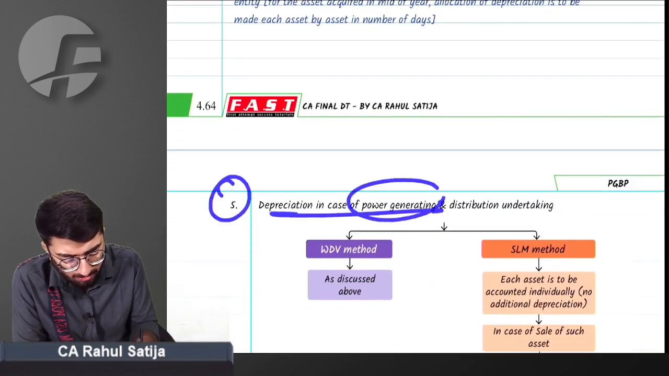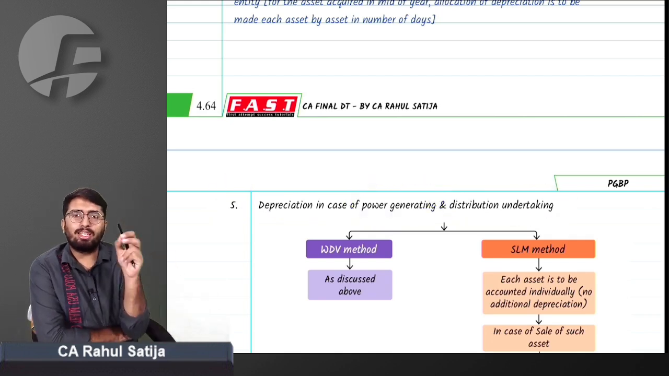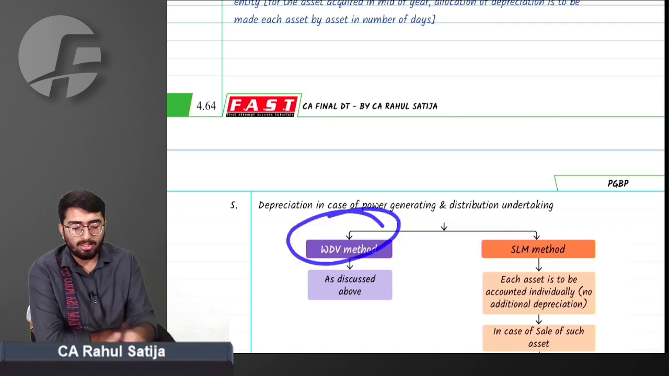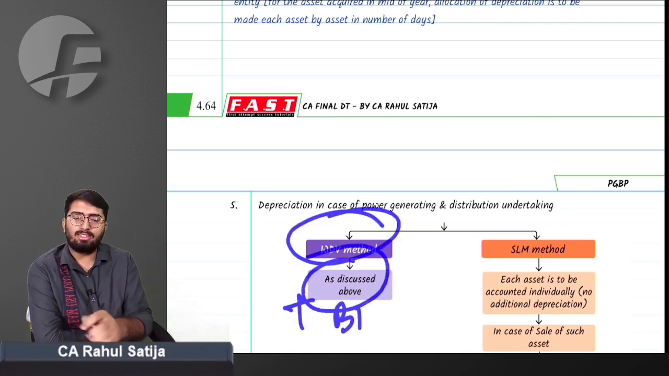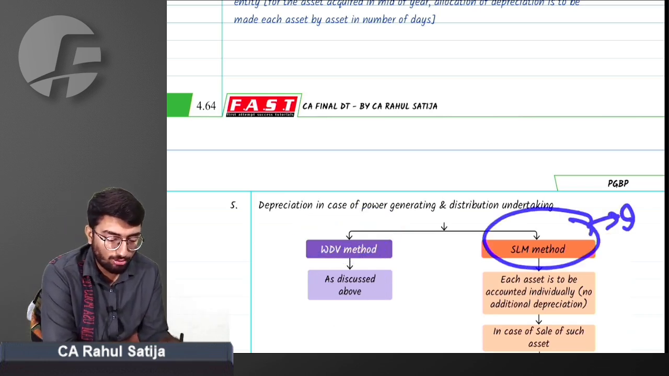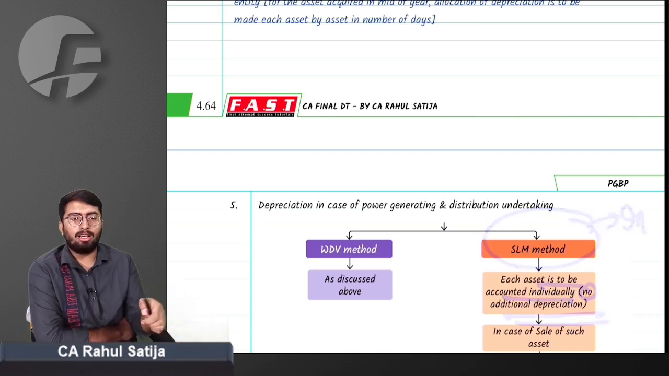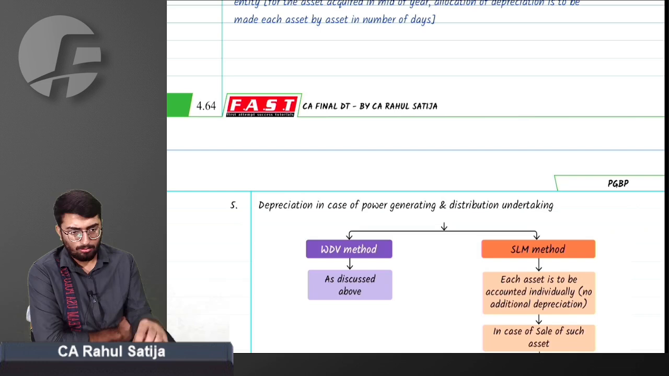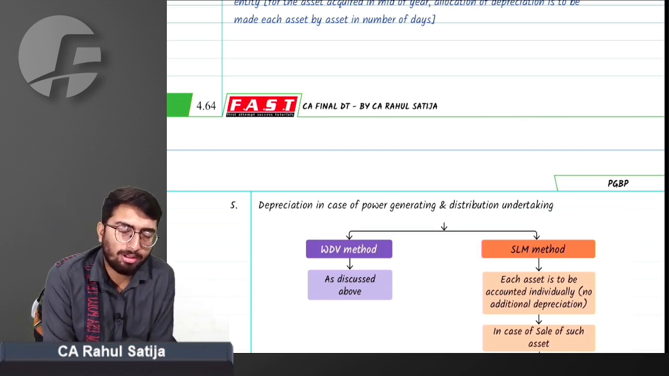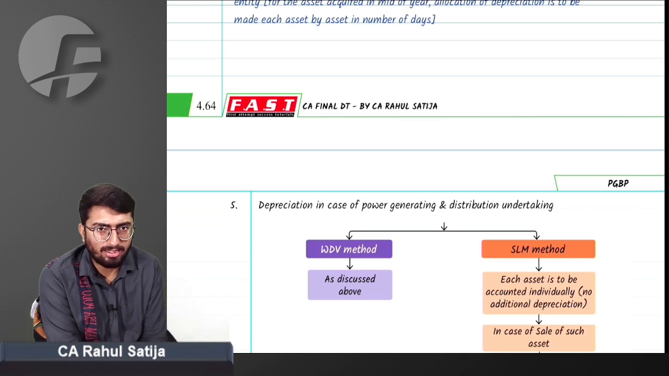So, depreciation in case of power generating unit and power distributing unit. Sir, we have studied that power generating units and distribution units have an option either to go with the WDV method and follow the block of assets system as we have discussed earlier, but they can also opt for the SLM method and individual asset system. Each asset is to be accounted individually and no additional depreciation will be allowed. How, sir, will depreciation be calculated in that case?